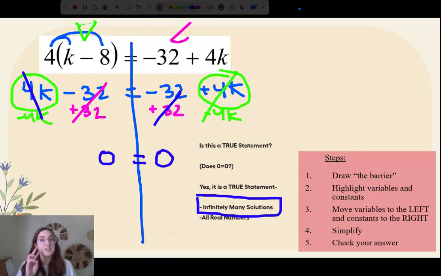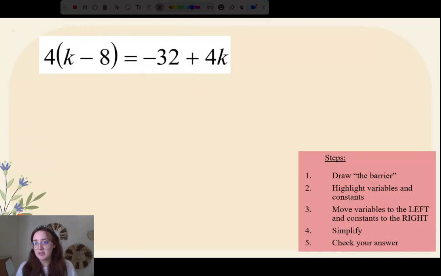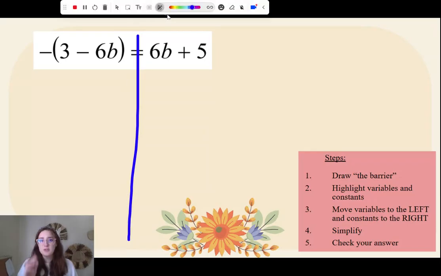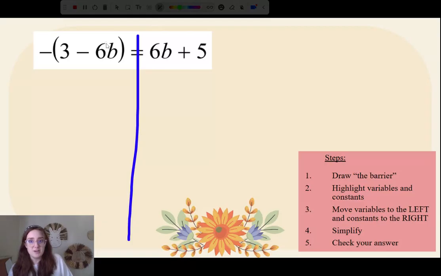All right, remember there are 3 different types of examples. We're going to look at our last one. Give me a moment to clear this out. All right, we're going to look at the next one, our last one for this video. Same steps. We're going to draw our line through the equal sign. We're going to get it all set up. We want variables on one side, and we want our constants on the other. Variables on one side, constants on the other.